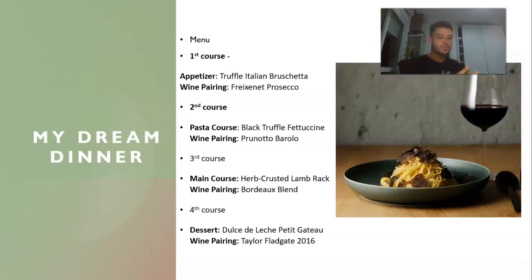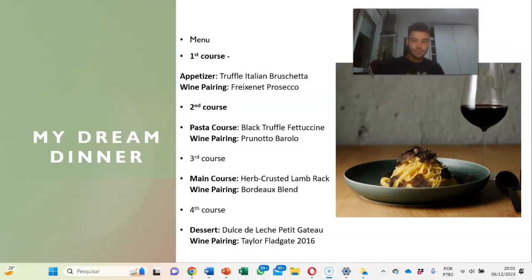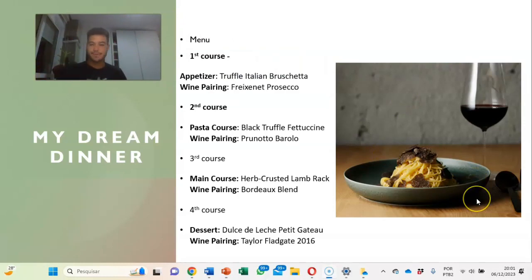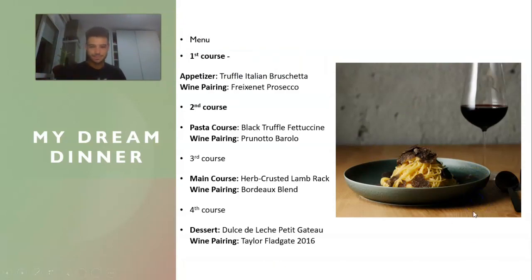The third course would be a herb-crusted lamb rack. And the pairing, I chose a French wine, Bordeaux, classic. There's no way to miss it. And with dessert, dulce de leche with petit gâteau with a Taylor Fladgate 2016, which is my favorite for desserts. It's a wine from Porto, Portugal. Very sweet. It's a dessert wine, world famous. So that's my tip for you guys. That would be my dream dinner.